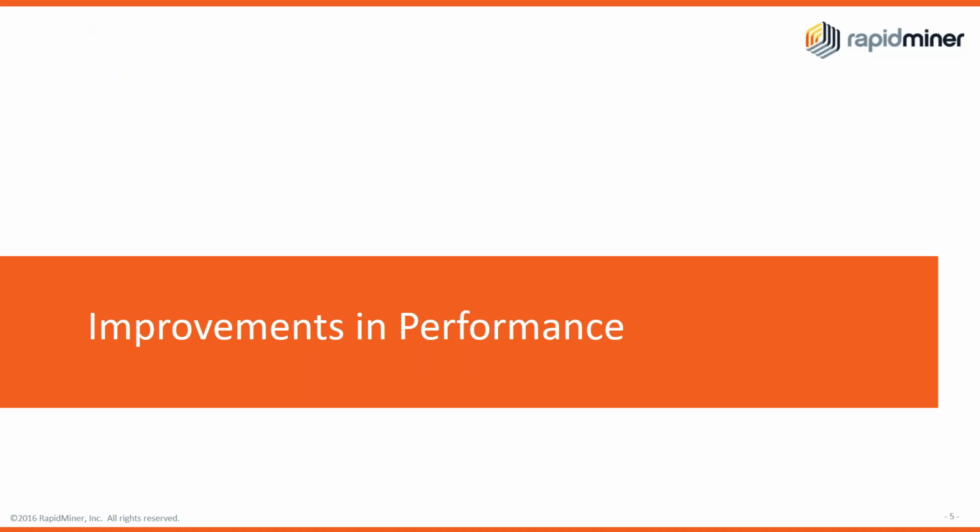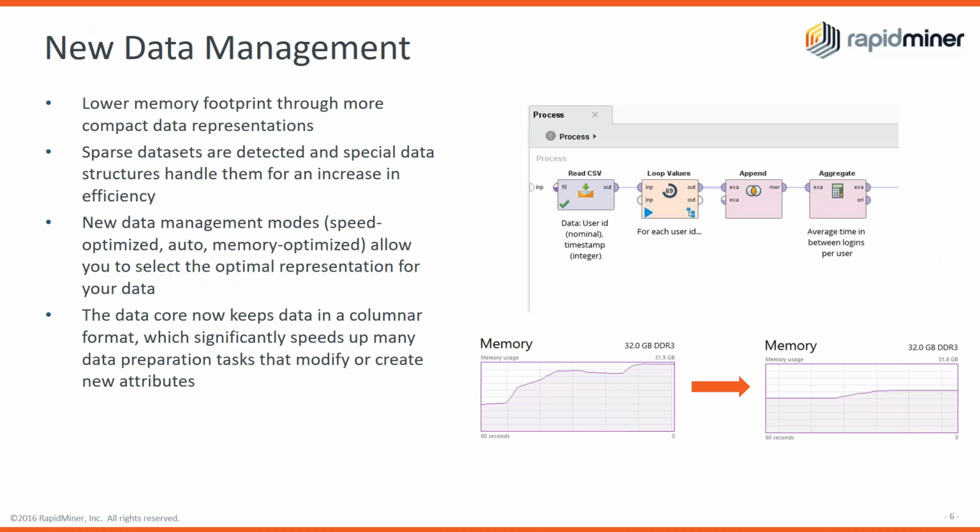Apart from that, more on the product side of things, we also have new improvements in performance. If you remember from version 7.4, we have already been working on improving performance in different ways. Last time it was more about parallelization and getting faster processes. This time it's more about memory. So we have a new data management system.